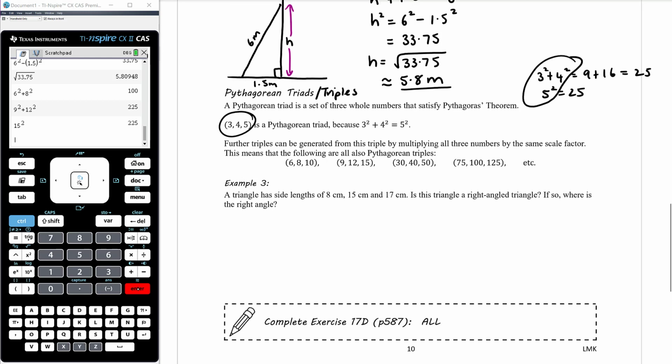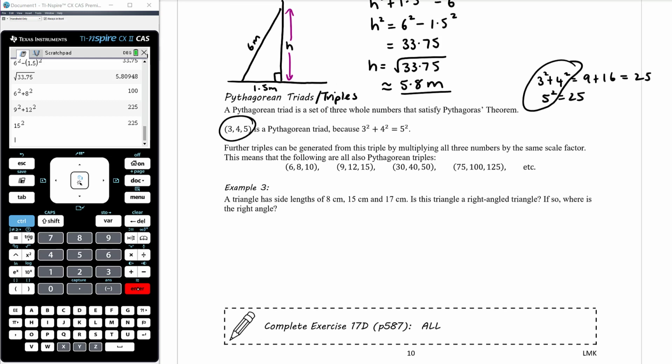Okay, a triangle has side lengths of 8 centimetres, 15 centimetres and 17 centimetres. Is this triangle a right-angled triangle? And if so, where is the right angle? Okay, so we need to check that when we square and add together the 2 shorter lengths, it's the same as the square of the longer length.